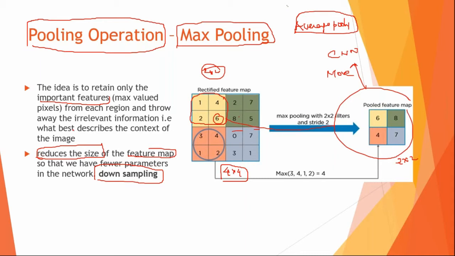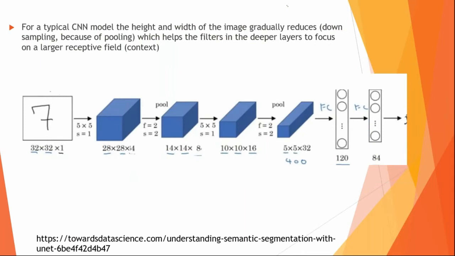And if you look at any CNN network, this is a typical CNN model. I just took it from the internet. You can have a look here. As an image passes through this CNN network, the width and the height start to get reduced. For a typical CNN model, the height and width of the image gradually reduce. This is due to the downsampling performed by the pooling operation.